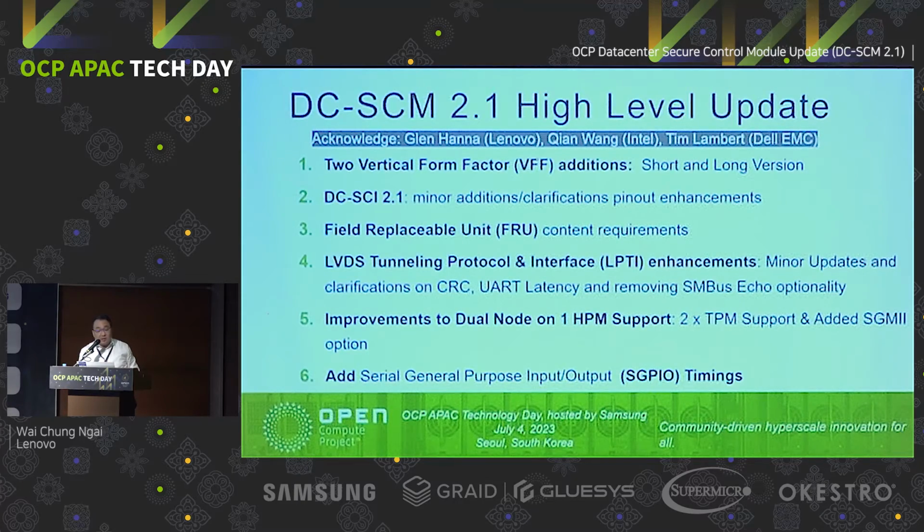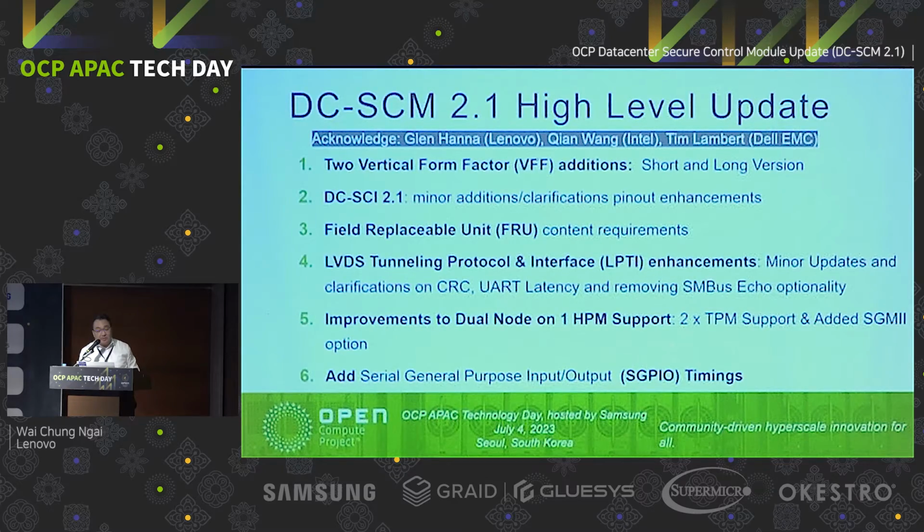There are also some minor additions for pinout enhancement, because the majority of the pinouts have already been used up, so there will be some minor changes as well. And also some requirements related to the FRU, which is a field replaceable unit. And also the LTPI enhancement, including minor clarification updates on CRC, UART, latency, and removing SMBus echoes.